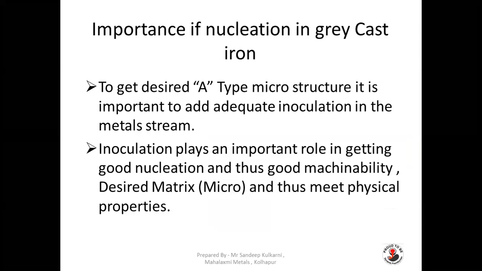Importance of nucleation in gray cast iron. To get the desired A-type microstructure, it is important to add adequate inoculation in the metal stream. Inoculation plays an important role in getting good nucleation and thus good machinability, desired microstructure, and thus meeting physical properties as well.